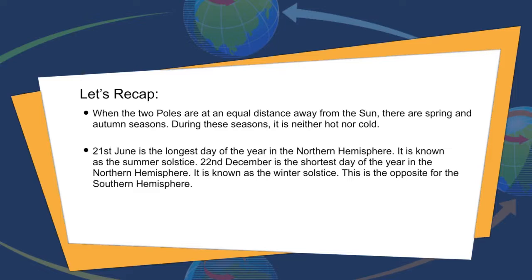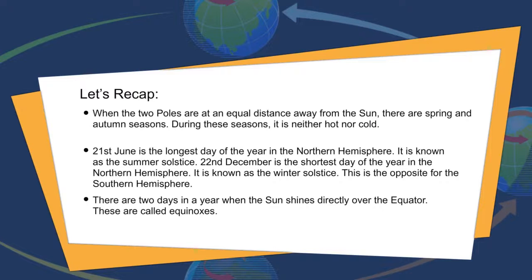21st June is the longest day of the year in the northern hemisphere. It is known as the summer solstice. 22nd December is the shortest day of the year in the northern hemisphere. It is known as the winter solstice. This is the opposite for the southern hemisphere. There are 2 days in a year when the sun shines directly over the equator. These are called equinoxes.